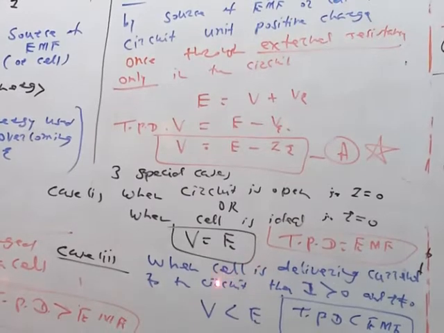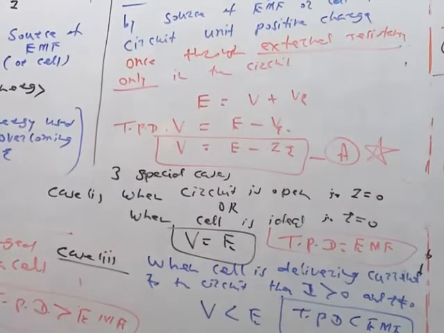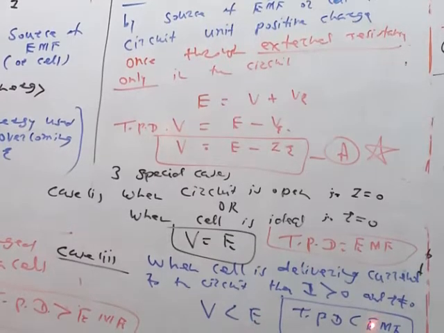This case, when the cell is delivering the current, when the cell is supplying the current, then I is not equal to 0, and in this case the TPD is always less than EMF.